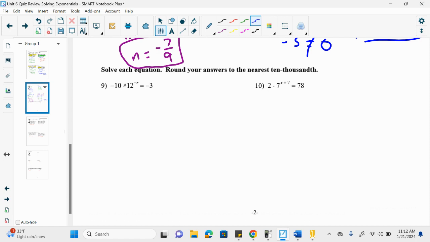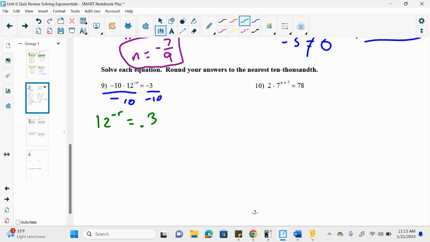Okay, so now it says negative 10 times 12 to the negative r equals negative 3. Well, first things first, let's get this to just be a power without this negative 10 hanging out in front. So let's divide both sides by negative 10 to get this just to be a power equals a number. So now we'd have 12 to the negative r power equals, negative divided by negative makes a positive, that'd be really 0.3 or 3 over 10.